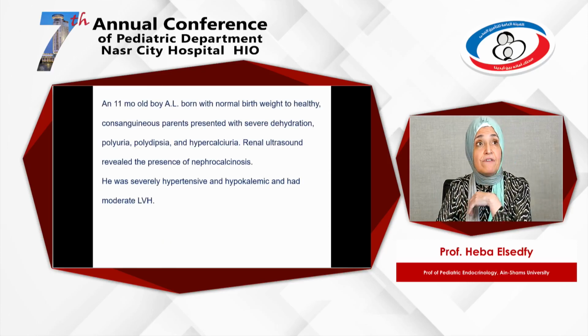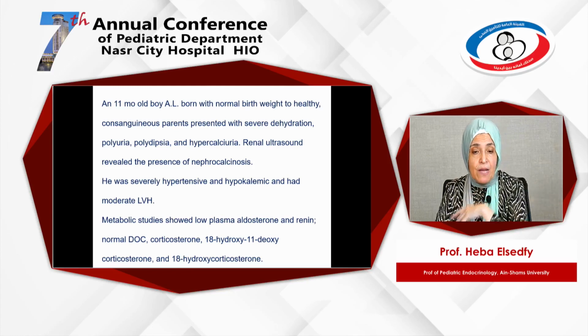This is the case of an 11-month-old boy who was born with normal birth weight to healthy consanguineous parents, who presented with severe dehydration, polyuria, polydipsia, and hypercalciuria. Renal ultrasound revealed the presence of nephrocalcinosis. He was severely hypertensive and hypokalemic and had moderate left ventricular hypertrophy. The metabolic studies showed low plasma aldosterone and renin, normal deoxycorticosterone, and metabolites that are suggestive of glucocorticoid remediable aldosteronism.